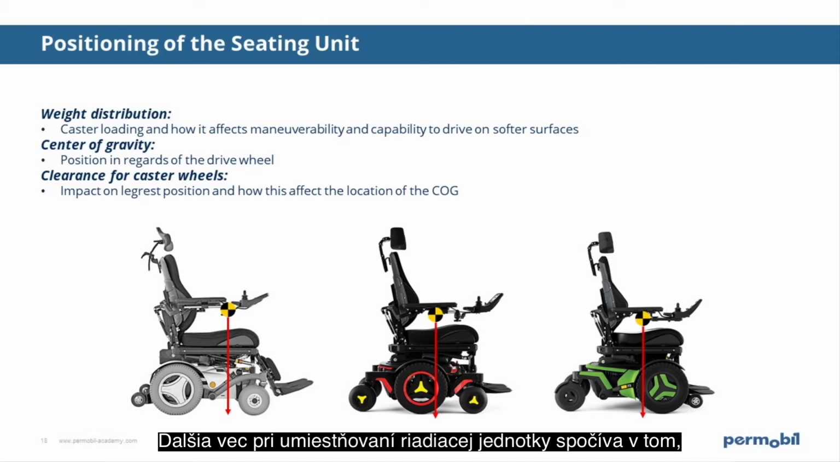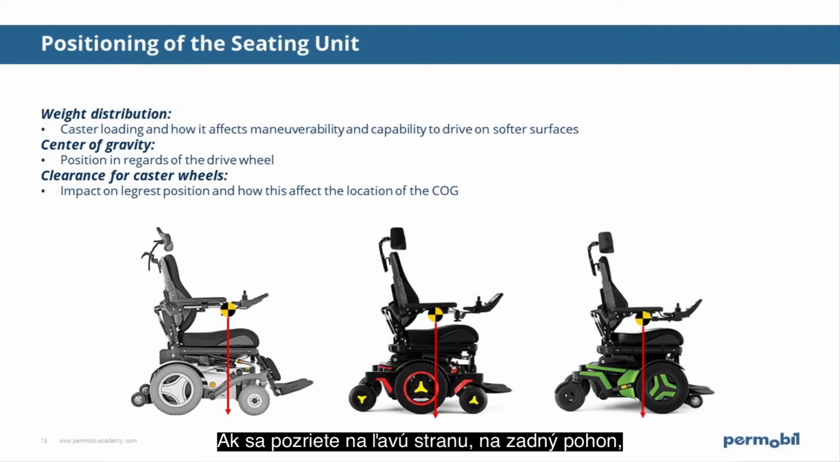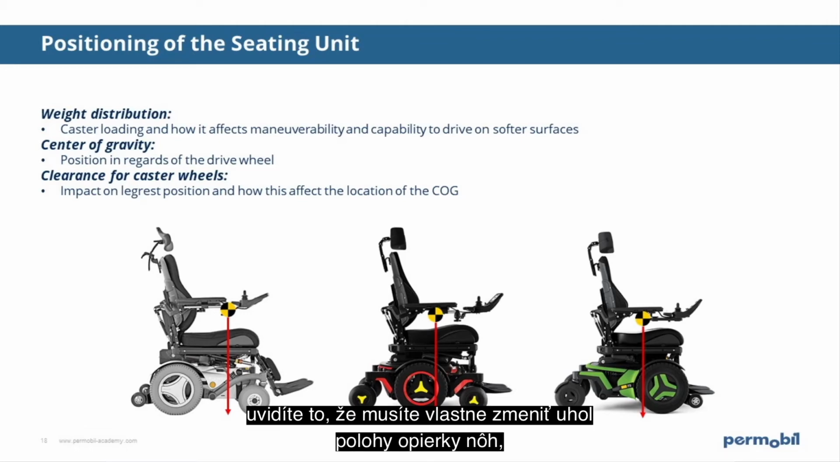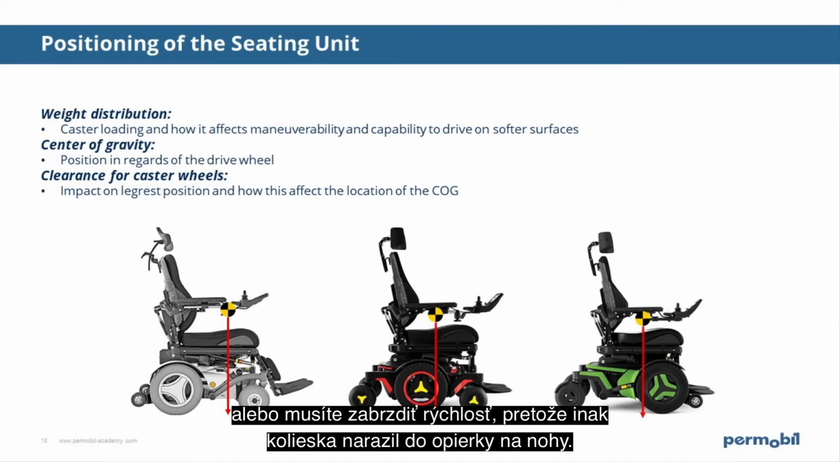Another thing when positioning the driving unit is that you need to create clearance for your caster wheels. If we look at the front wheel driven platform, the picture on your right, you see that the position of the leg rest is not compromised by the pivoting caster wheels, because the caster wheels are mounted in the rear end of the wheelchair. If you look at the rear wheel driven platform on the left-hand side, you see that you need to change the angle of the leg rest to create full clearance for the caster wheels. So this doesn't allow a short positioning of the leg rest. You cannot really position the leg rest at 90 degrees, or you need to inhibit the speed, because otherwise the pivoting caster wheels will hit the leg rest.